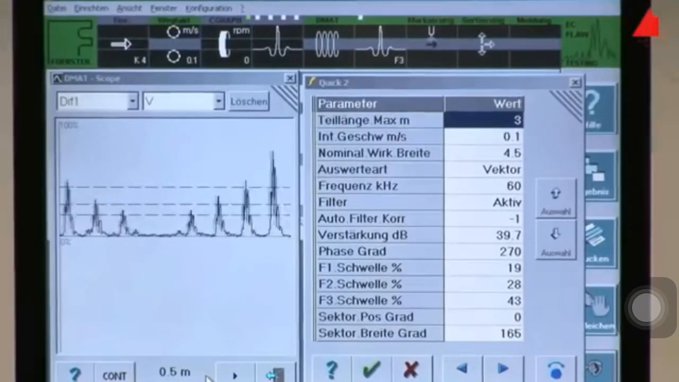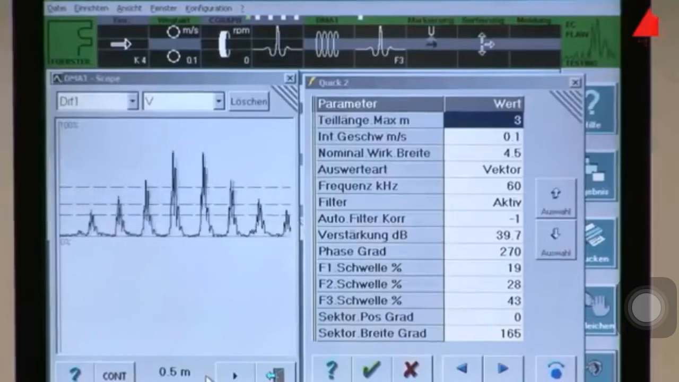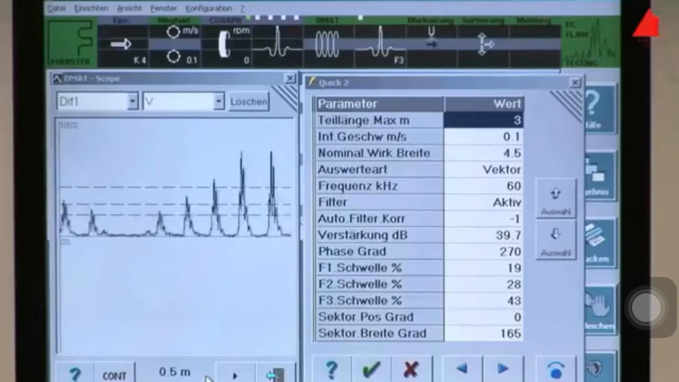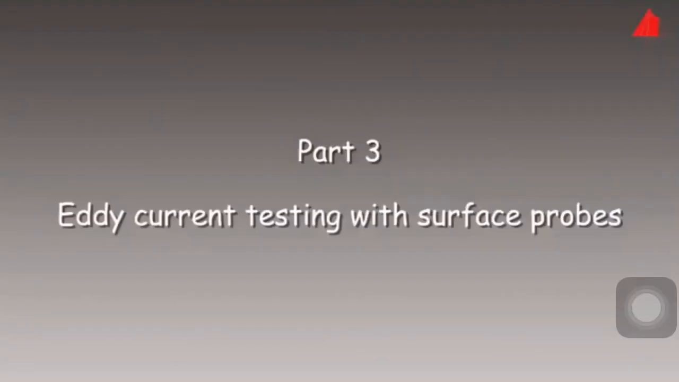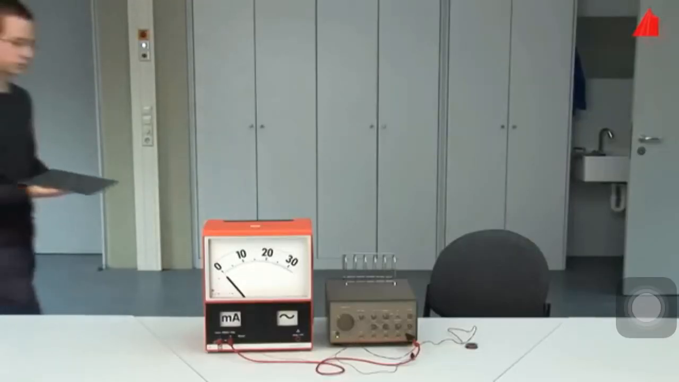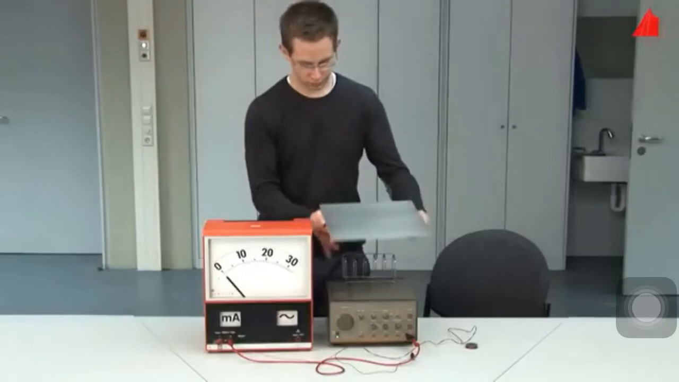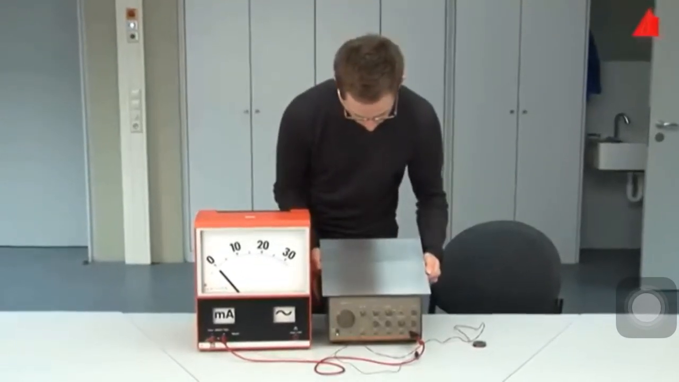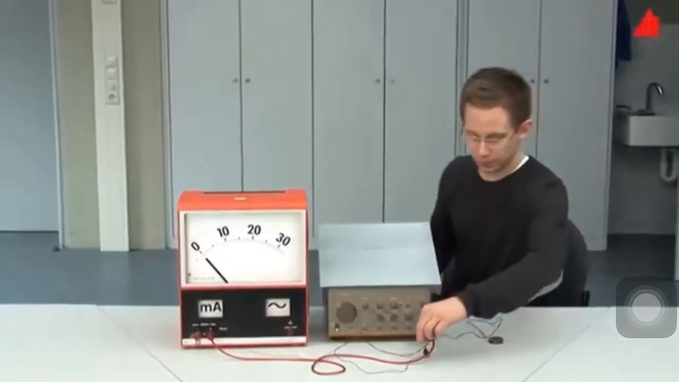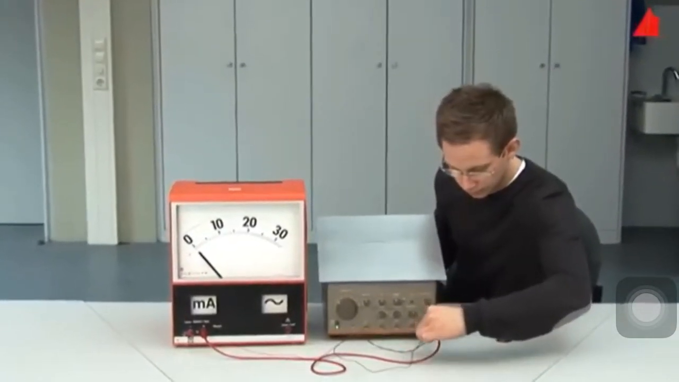But one thing cannot be determined with this coaxial probe. It is the location of the defects in circumferential direction. Here we need another version, the eddy current testing with surface probes. We want to show this version in our laboratory too. Here the test piece is not a tube, but a sheet, again made of an austenitic steel. It has a saw cut in the middle, going right through the sheet.